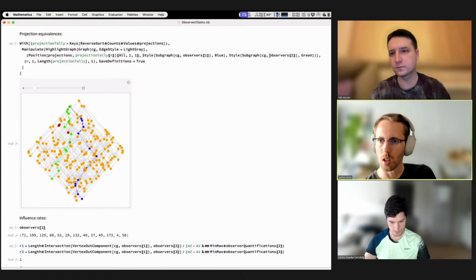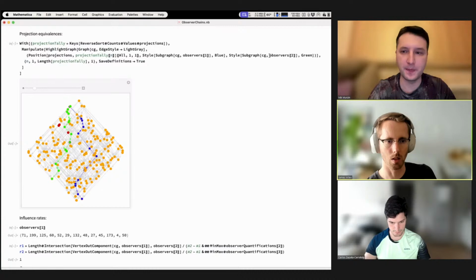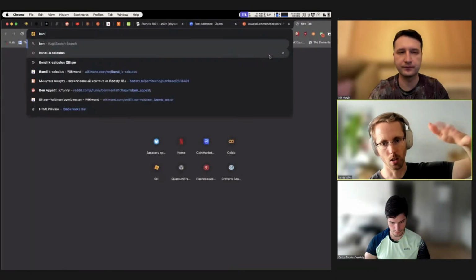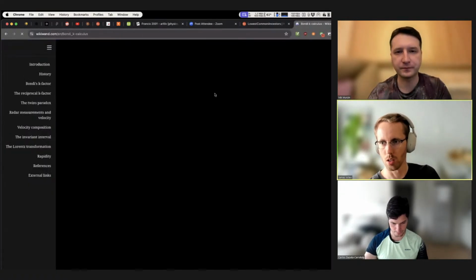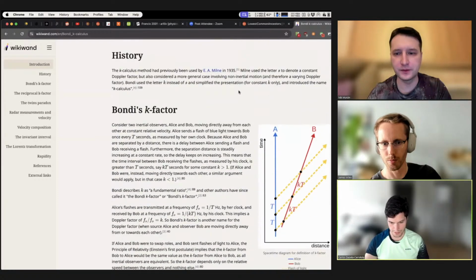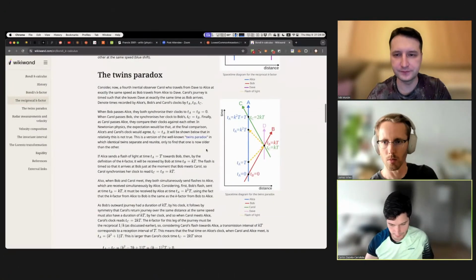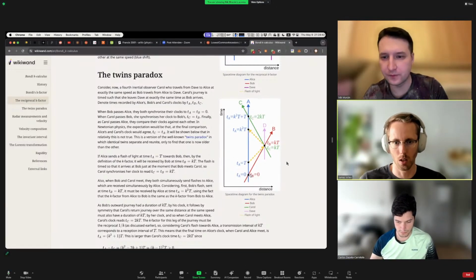Okay, interesting. So this Bondi k-calculus is this idea of radar emission and receiving. That's the concept here. Okay, I think it's working now. Okay, yeah, that's right. Oh, okay, the twin paradox. I love paradoxes.